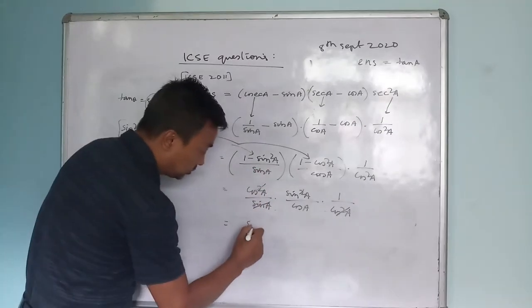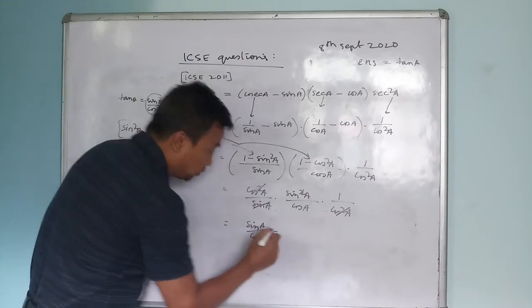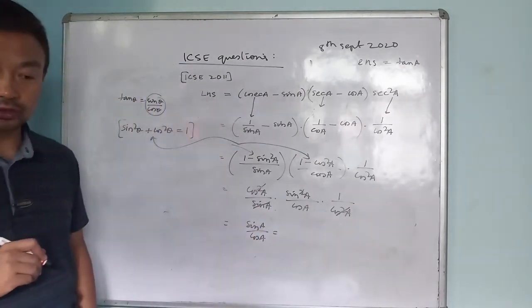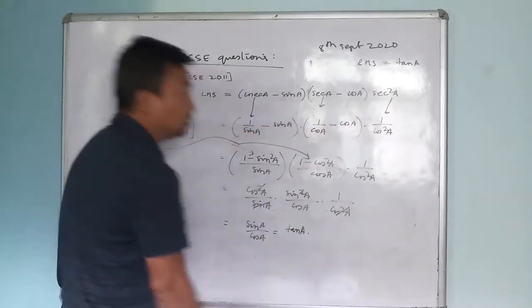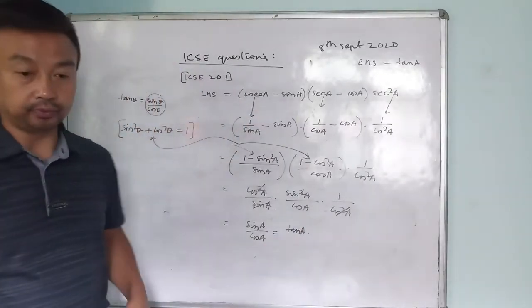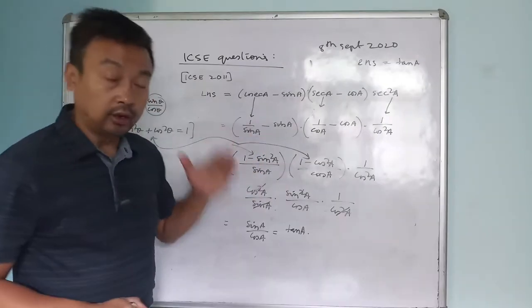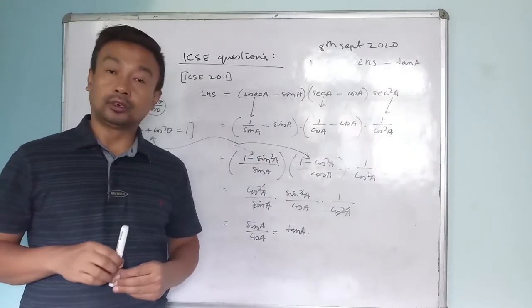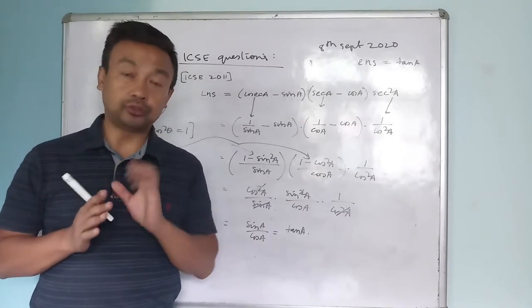So now what is left here? Sine A upon cos A. And we know that sine theta by cos theta is tan theta. So it will become tan A, which is equal to your right hand side. Okay. So a lot of practice is required here. You have to practice a lot, and the formula has to be learned by heart.